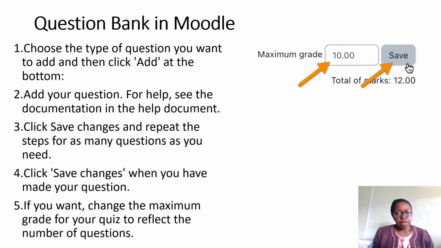Now, how can we do a question bank in Moodle? Choose the type of question you want to add and then click add at the bottom. Add your question. For help, see the documentation in the help document below this video. Click save changes and repeat the steps for as many questions as you need. Click Save Changes when you have made your question. If you want, you can change the maximum grade for your quiz to reflect the number of questions.